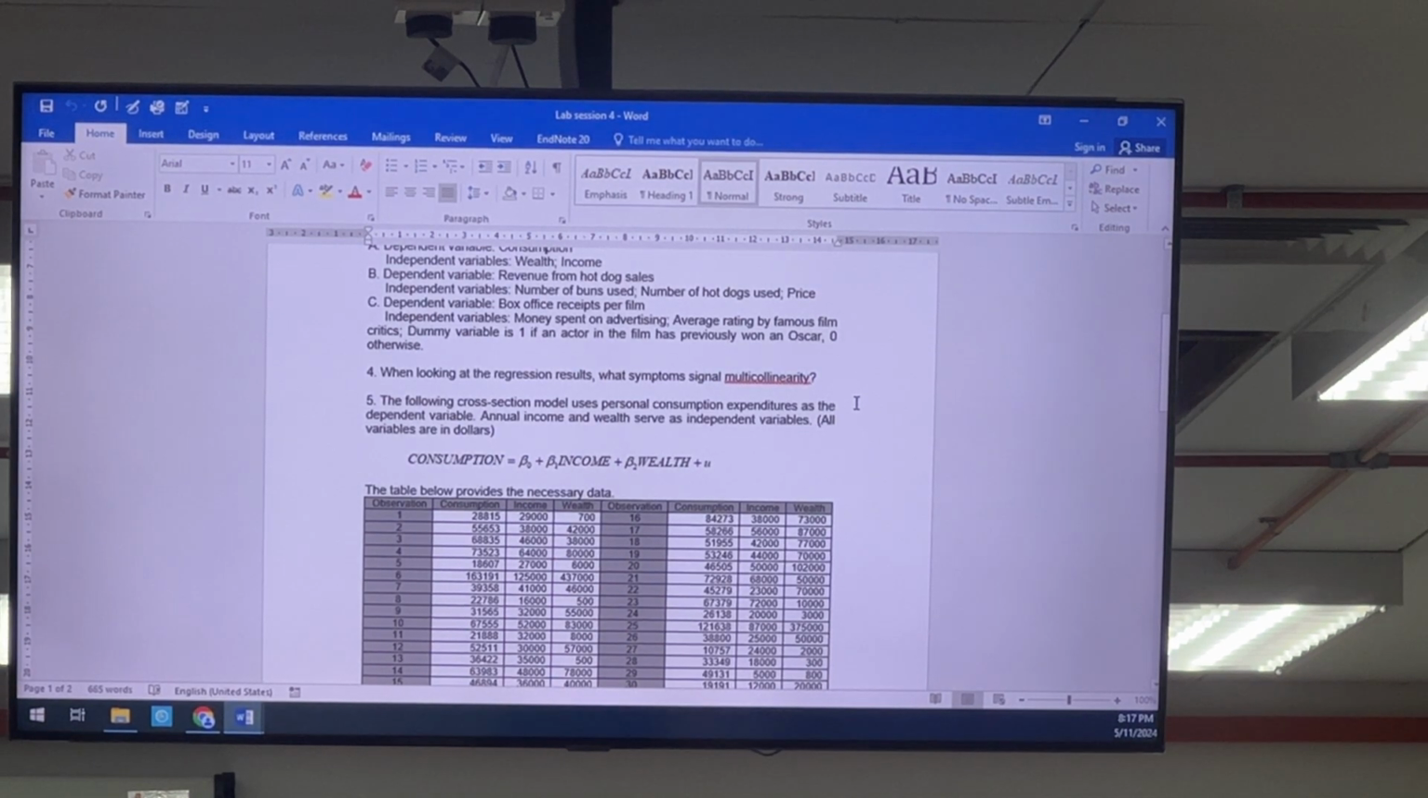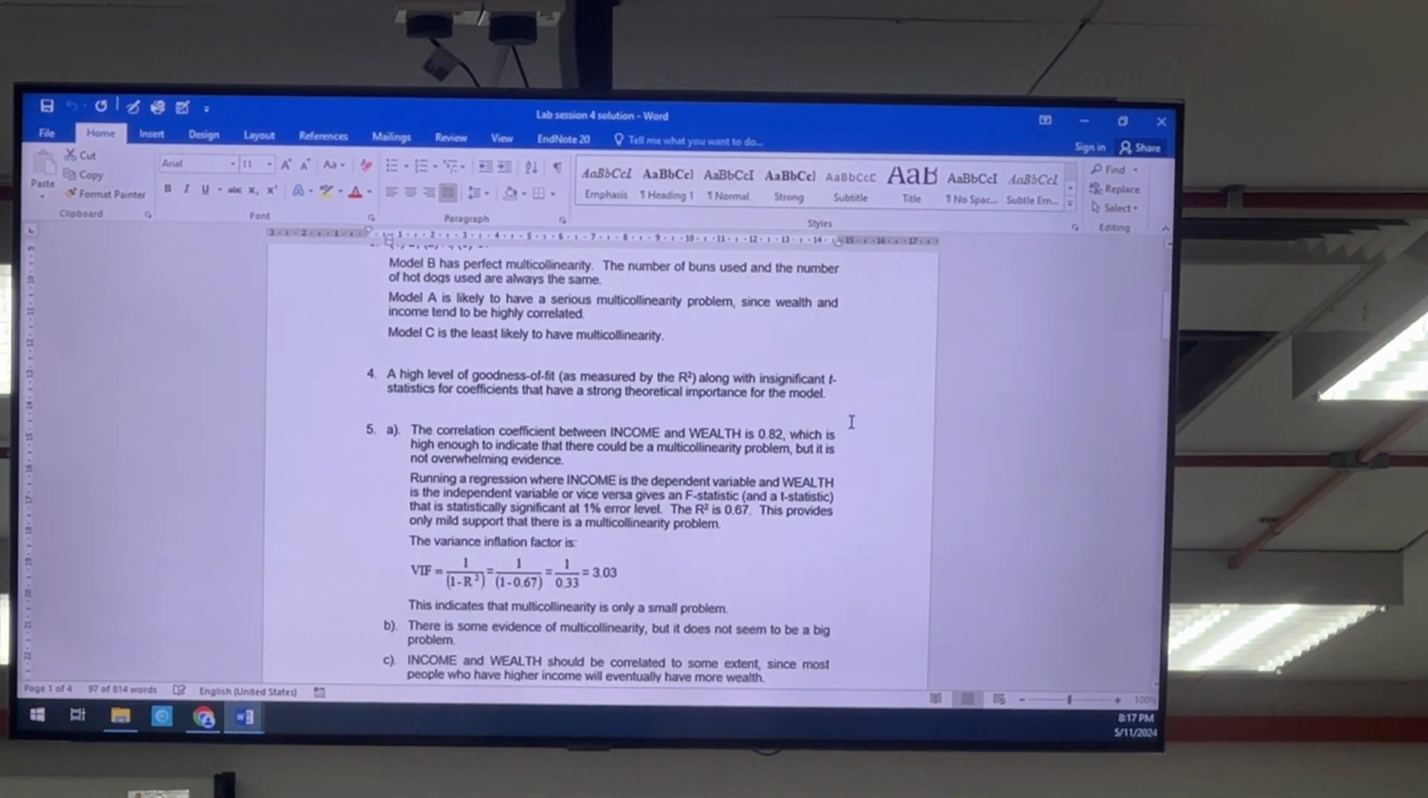So when looking at the regression result, what symptoms signal multicollinearity? As explained earlier, you can inspect the result of the F statistic, the overall significance test, and the individual significance tests to see whether they are consistent or not. They're supposed to be. If you only have two variables, it's supposed to be consistent. Now you have three, so you have to check.